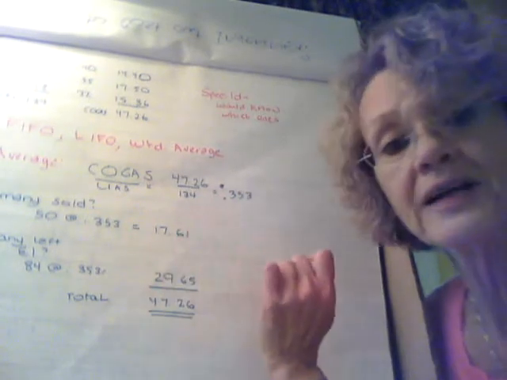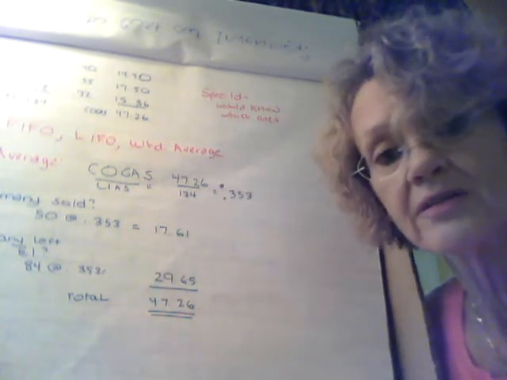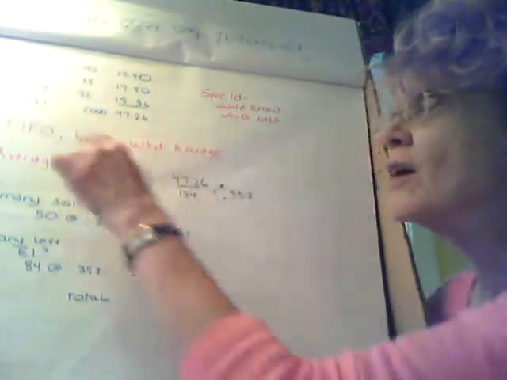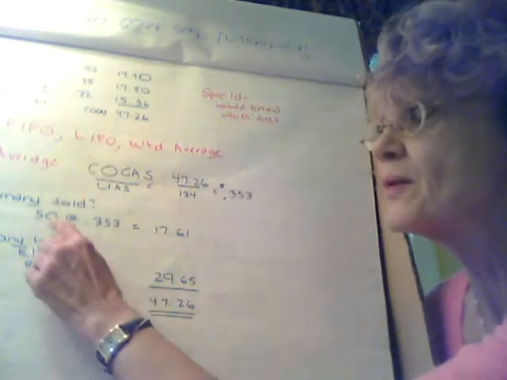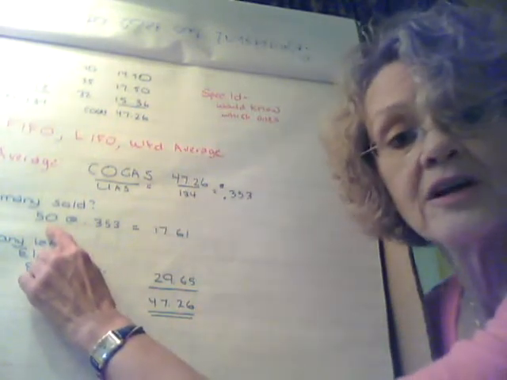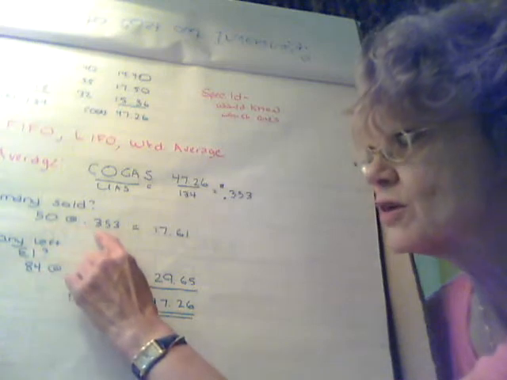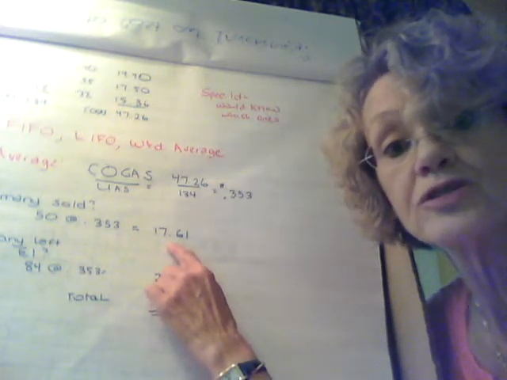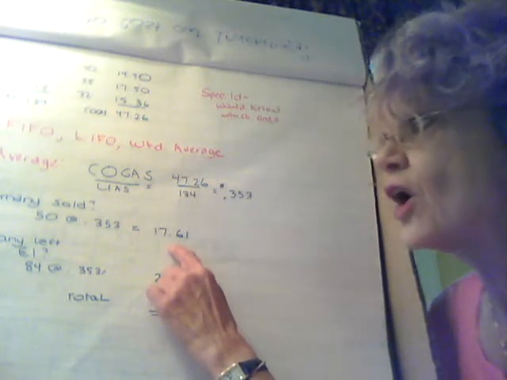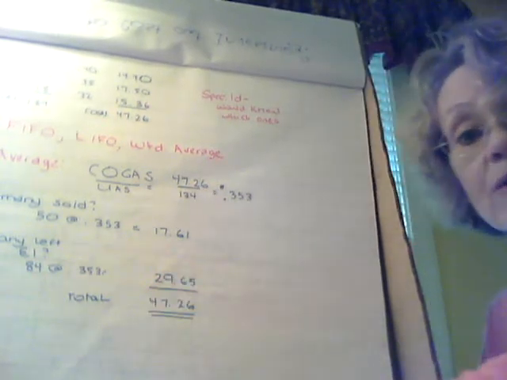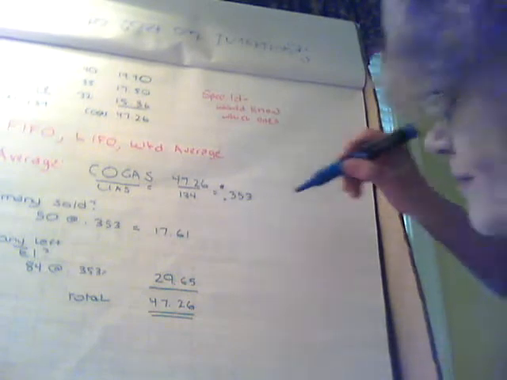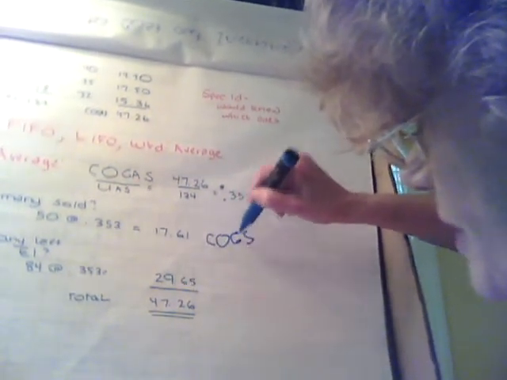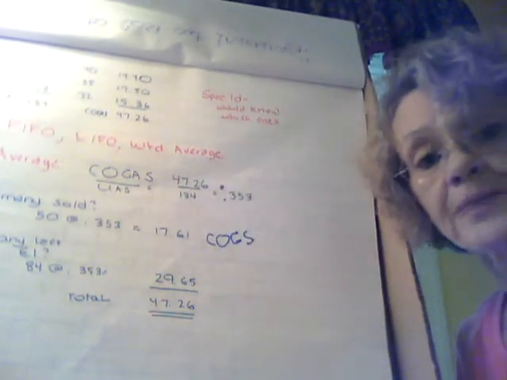Now, how many do we have in ending inventory and how many units do we sell? If you remember the problem, which I've still got up here, I didn't put the 50 up there, but we had sold 50. So those 50 are valued at 35 cents a piece, giving us 17.61 sold, or cost of goods sold. Let me write that up here so you know that. That's the cost of goods sold.